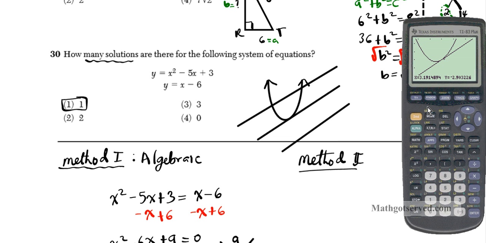And you can even calculate what the intersection is. Second function calculate, option 5. First curve, second curve, guess. Just put the cursor around where the intersection is. If there's more than one intersection here, the calculator won't be able to compute it, but if there's exactly one, it will give you what the answer is. So press enter. Boom. There's only one intersection here at 3 and -3. So we have only one intersection, hence we have one solution.